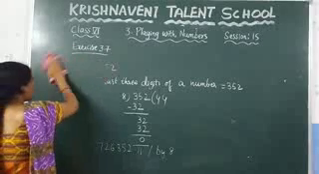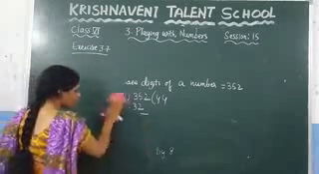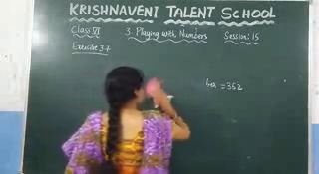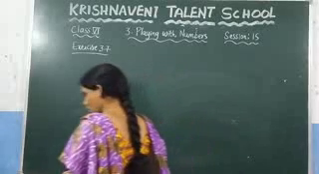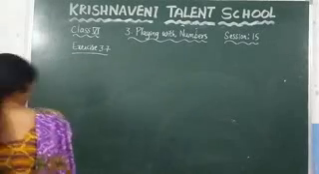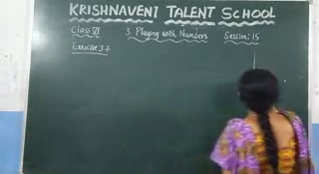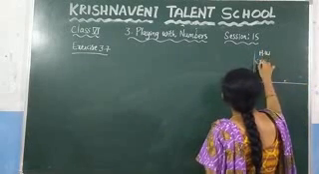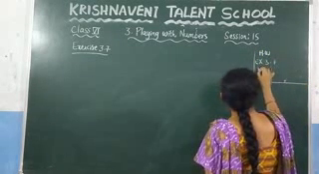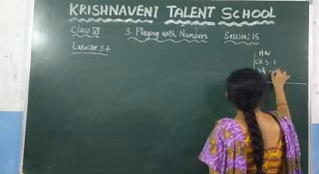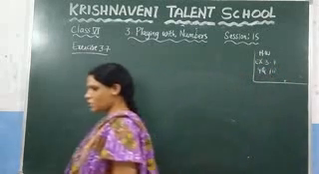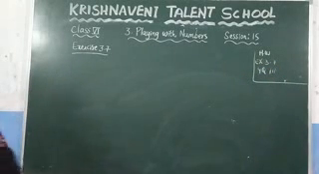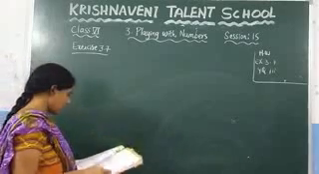Now, in this problem, one more question is given that you can do as homework. In exercise 3.7, the fourth question, the third part is your homework. Now see the next question, the fifth question. What is the fifth question they have asked?